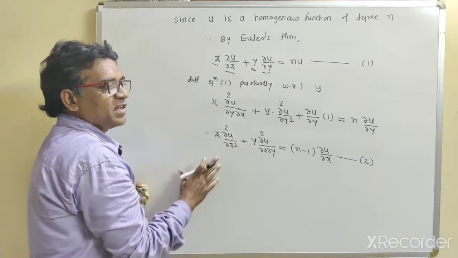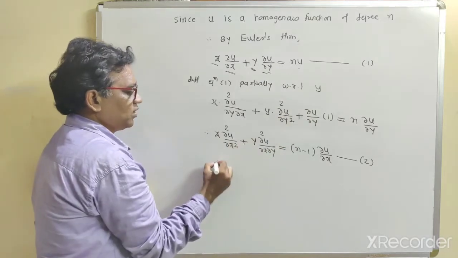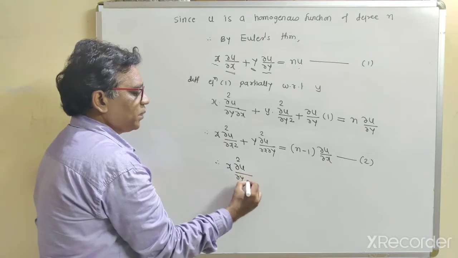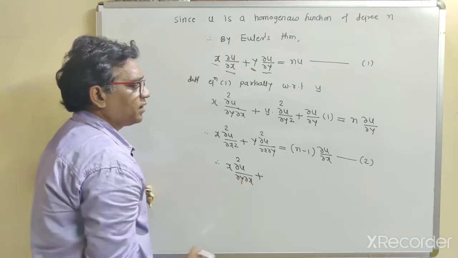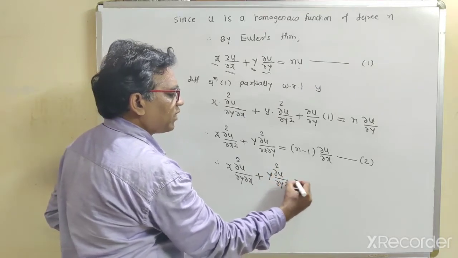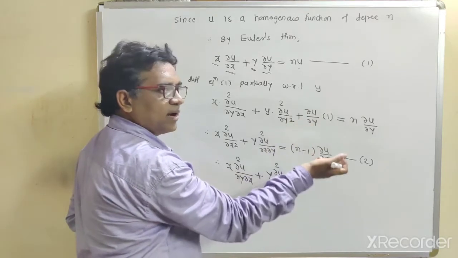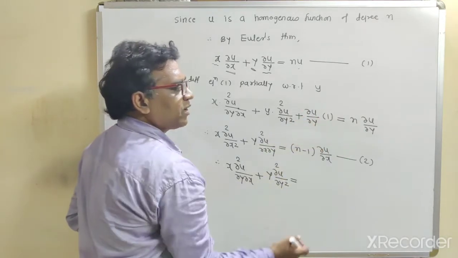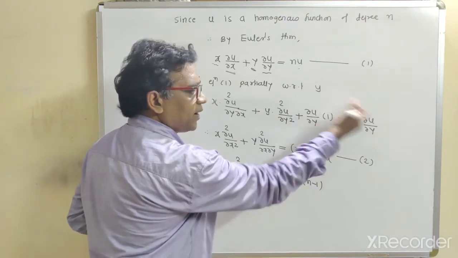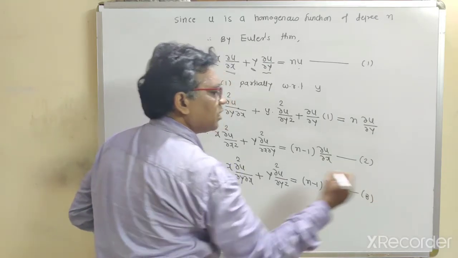Now the process is the same. Transfer this del u by del y to the right hand side. So what is the remaining term? This is x del square u by del y del x plus y into del square u by del y square is equal to, now if you transfer this del u by del y to the right hand side and just take out del u by del y common, what is the remaining term? This is n minus 1, and take out del u by del y, it is common. So this is, suppose, equation number 3.